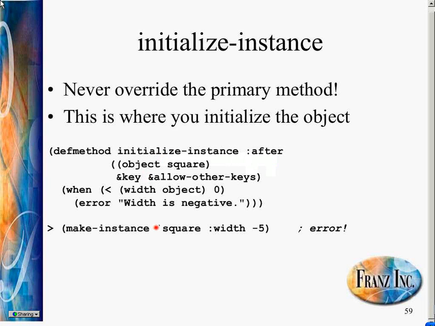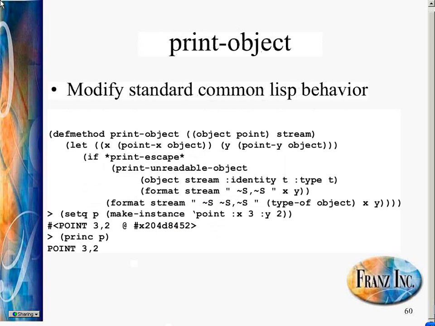But you're free to write after methods, and typically what you do with an after method is you check to see that things were reasonable, or you push the new instance on some list of instances created, etc. So here we're defining an after method of initialize-instance. It just takes one required argument, and as many keyword arguments as you like. Here we're specializing on the class square, and we are making sure that the width is greater than or equal to 0. If it's a negative width, we signal an error.